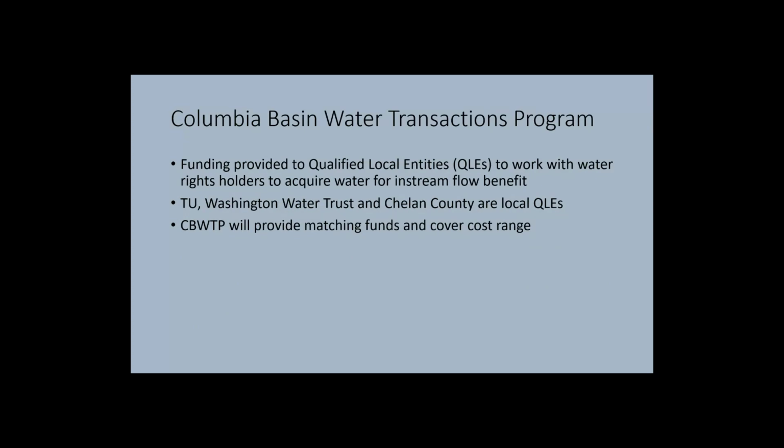So how are we going to pay for this? So the county, and Dave, these are the slides that I'm replicating and won't need to cover in the next presentation. So the county participates in the Columbia Basin Water Transactions program. And we've had a couple sponsors locally who have participated in this program for a long time, Trout Unlimited and the Washington Water Trust. So all 3 of us, TU, WWT, and the county are now QLEs. We're qualified local entities. We get paid. We have a contract with the National Fish and Wildlife Foundation to develop water acquisitions for in-stream flow purposes.